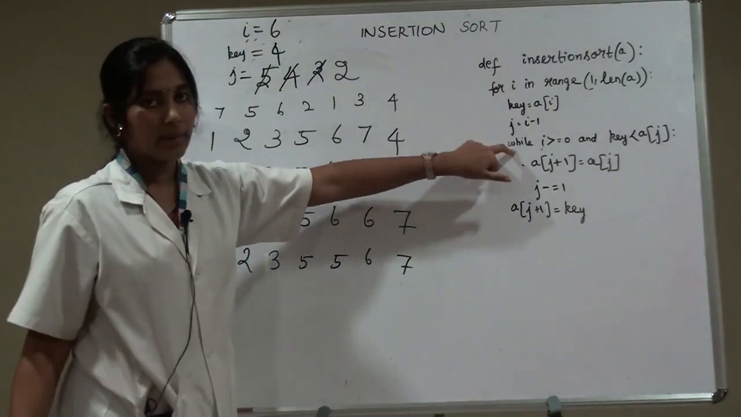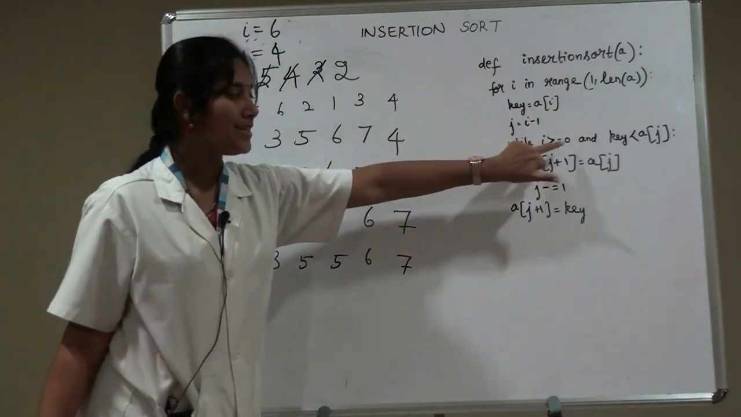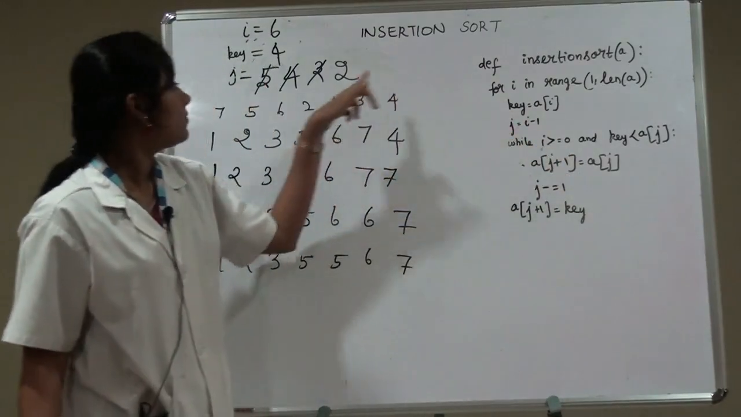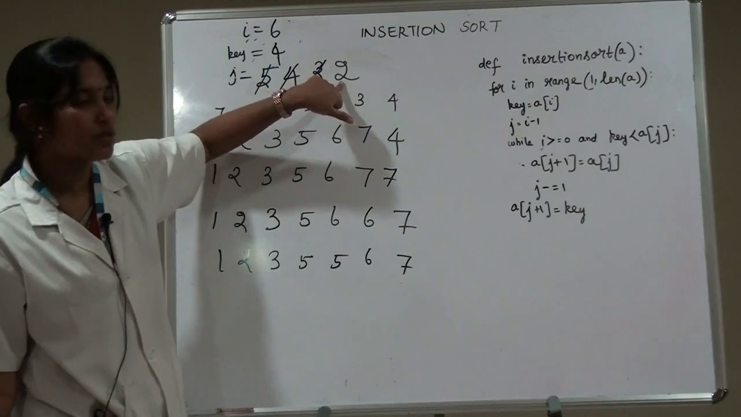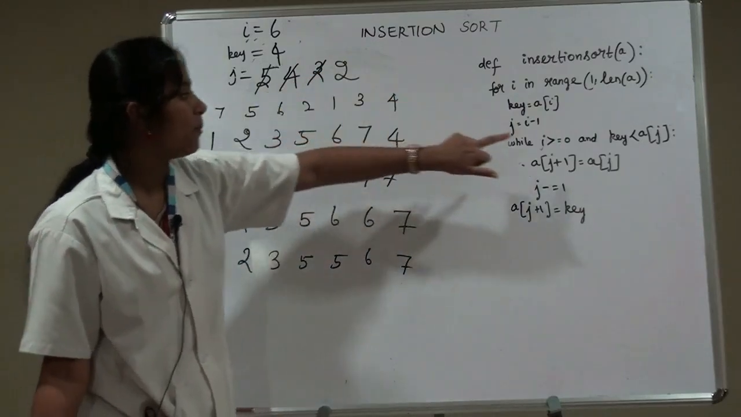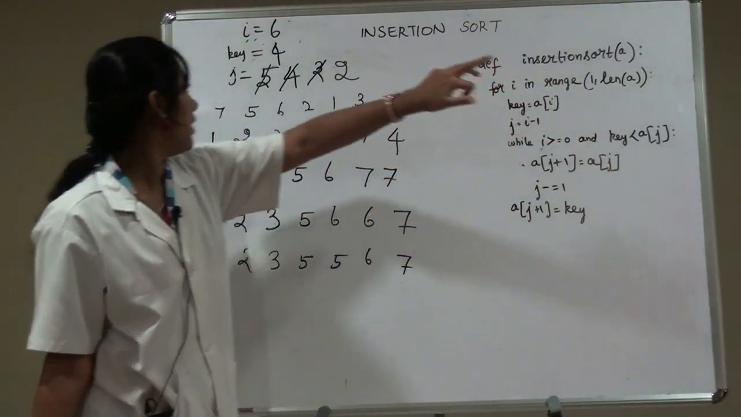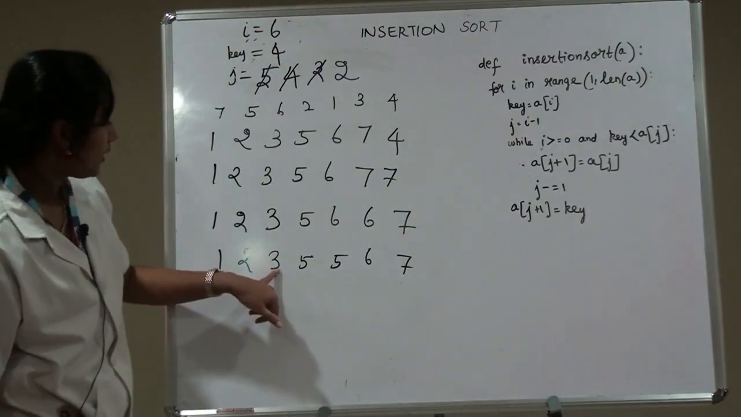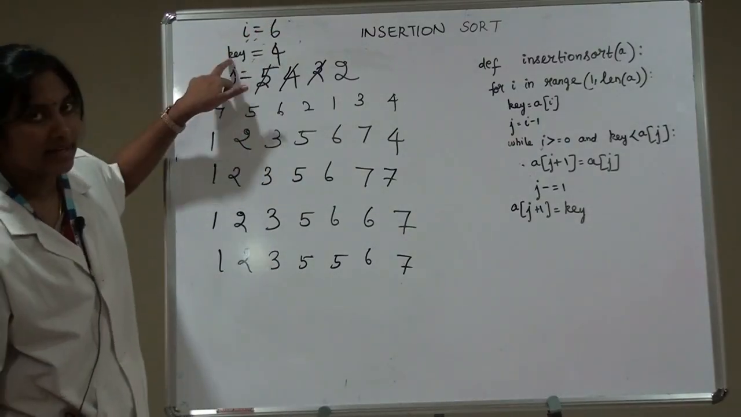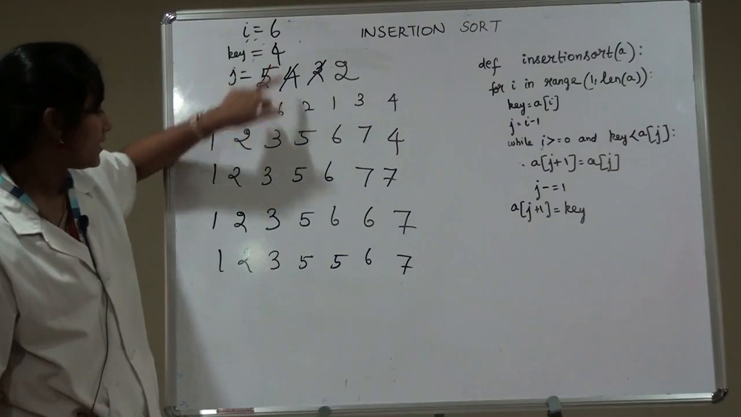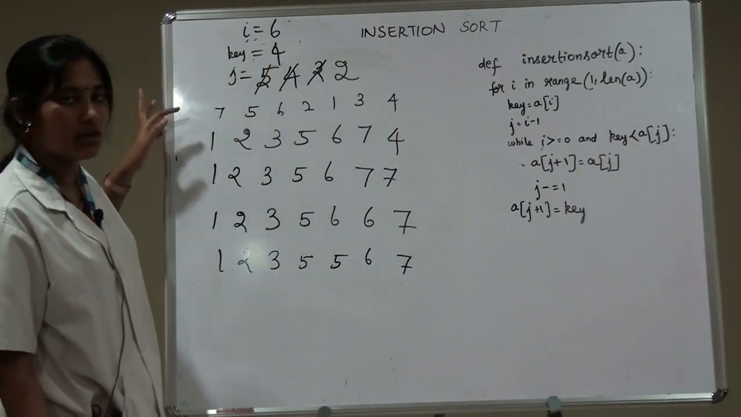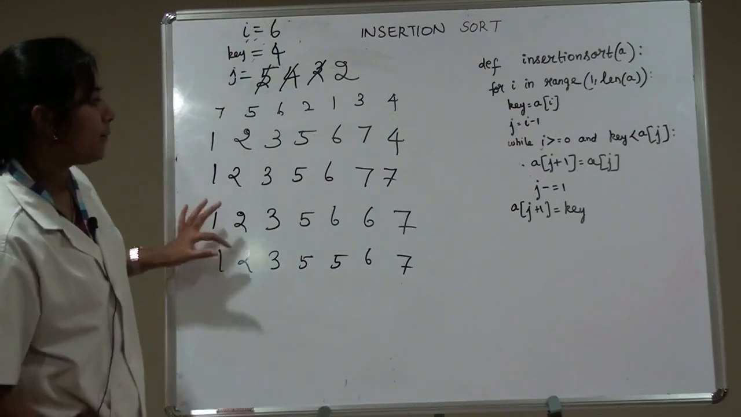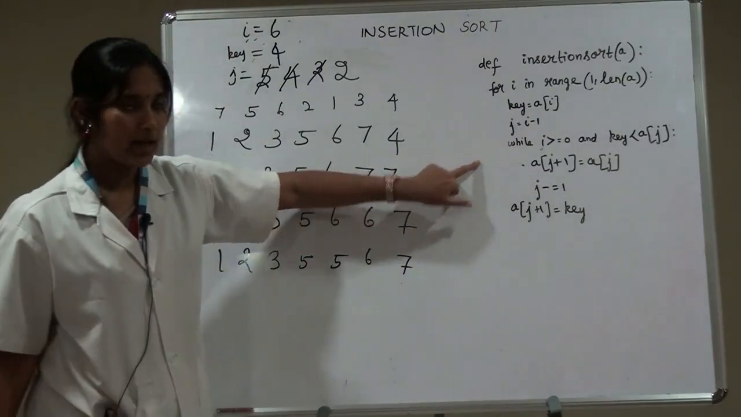Now again you are going back and checking the condition. While j greater than or equal to 0. So since j is 2, the condition is satisfied because 2 is greater than or equal to 0. And key less than A of j. So what is A of 2? 3. What is our key? Key is 4. So 4 is less than 3. So the condition is not satisfied because 4 is not less than 3. So what happens? You will exit from the loop.